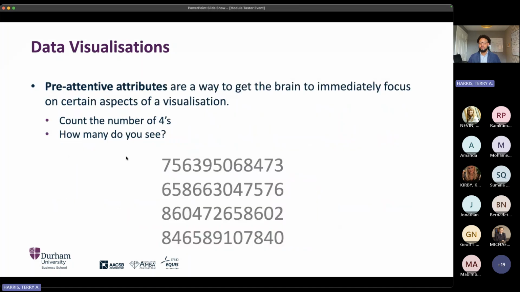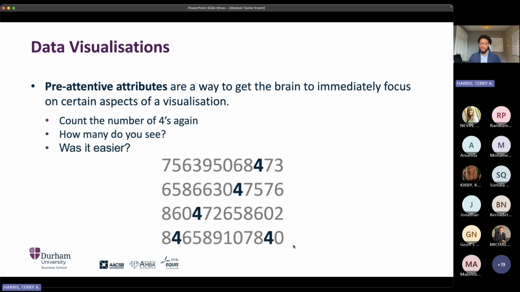We also want to make use of pre-attentive attributes. This is another way to get information into the brain immediately, by having the user focus on various aspects of your presentation without telling them to focus on that aspect of the visualization. So for instance, if I were to ask you, count the number of 4s, how many 4s do you see? I've not made that task easy for you. There are essentially 5 4s here, but it's not an easy task. You have to actually look through and say, okay, well, it's 1, 2, 3, 4, 5 fours.